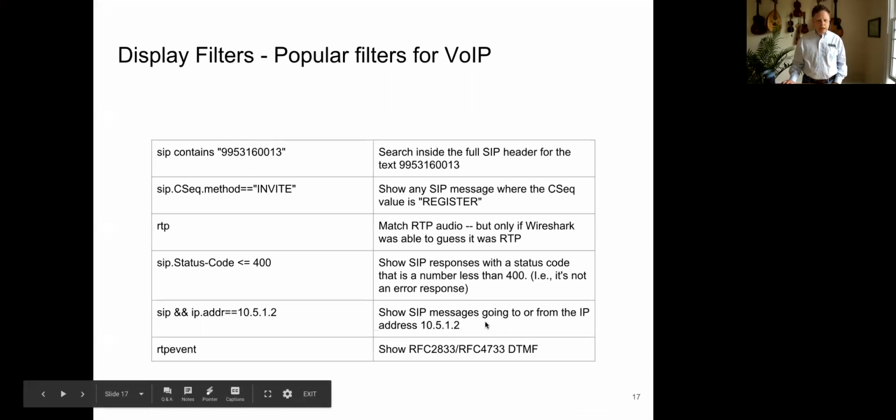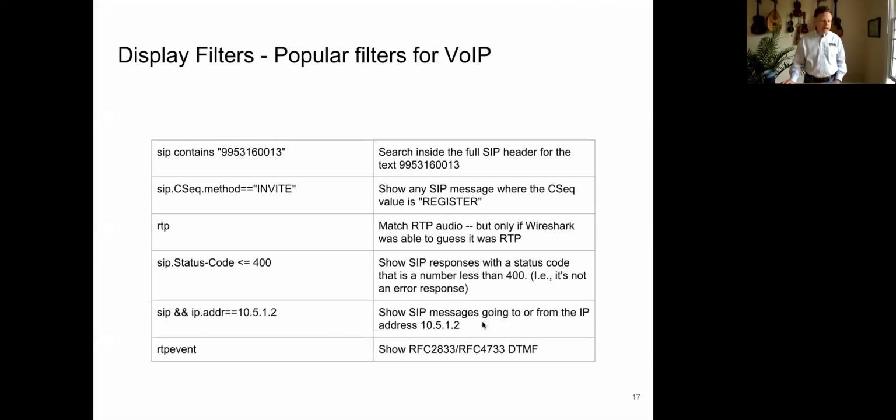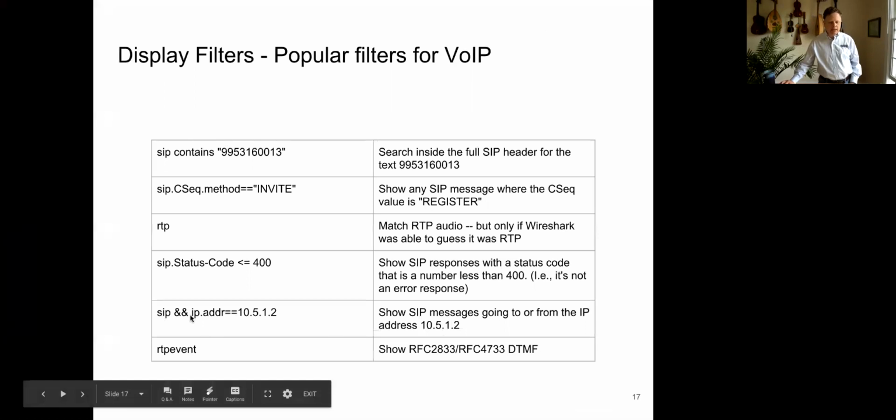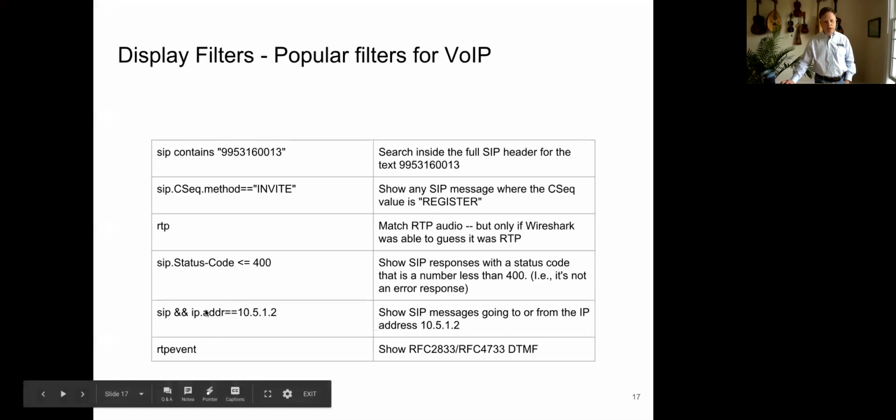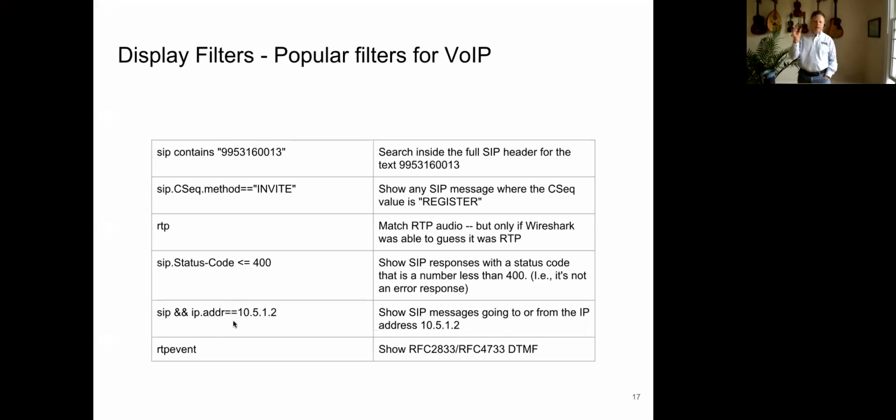We've got also the ability to combine expressions. So for example, SIP and IP.ADDR equals 10.5.1.2. So this shows SIP messages that are going to and from the 10.5.1.2 IP address. So either from it or to it. So IP.ADDR will match if that frame has that IP address in the source IP address field or the destination IP address field, either one.